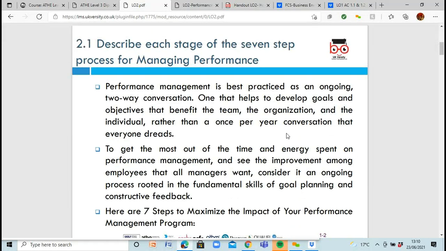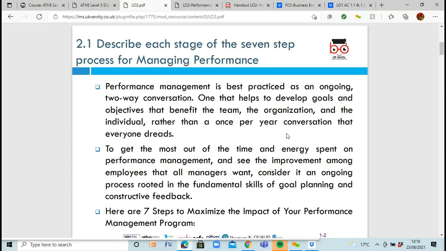So 2.1, so we're going to describe each stage of the 7-step process for managing performance. Now, when we do performance management, it's normally practiced quite regularly. It's like an ongoing process and it's normally a two-way conversation. So it's something that you will discuss with your manager, or if you are the management, your employees will discuss with you, your colleagues will.